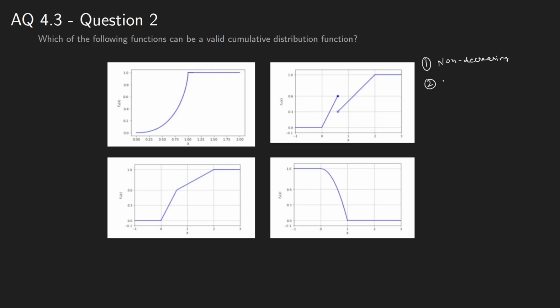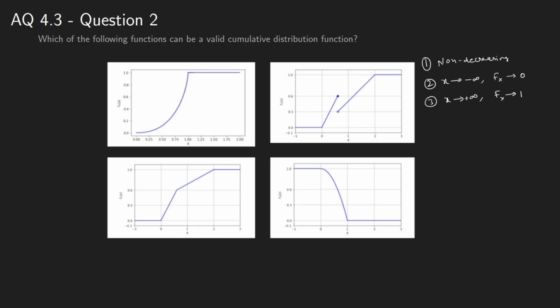The second criterion is that as x approaches -infinity, the CDF should go to 0. Third, as x approaches +infinity, the CDF approaches 1. So these are the three criteria that we evaluate for any function for it to be a cumulative distribution function. So let's come to the first graph. The first condition that we will check is that it should be a non-decreasing function. Yes, it is a non-decreasing function. The second condition says that when we approach -infinity, the value of the function should go to 0.